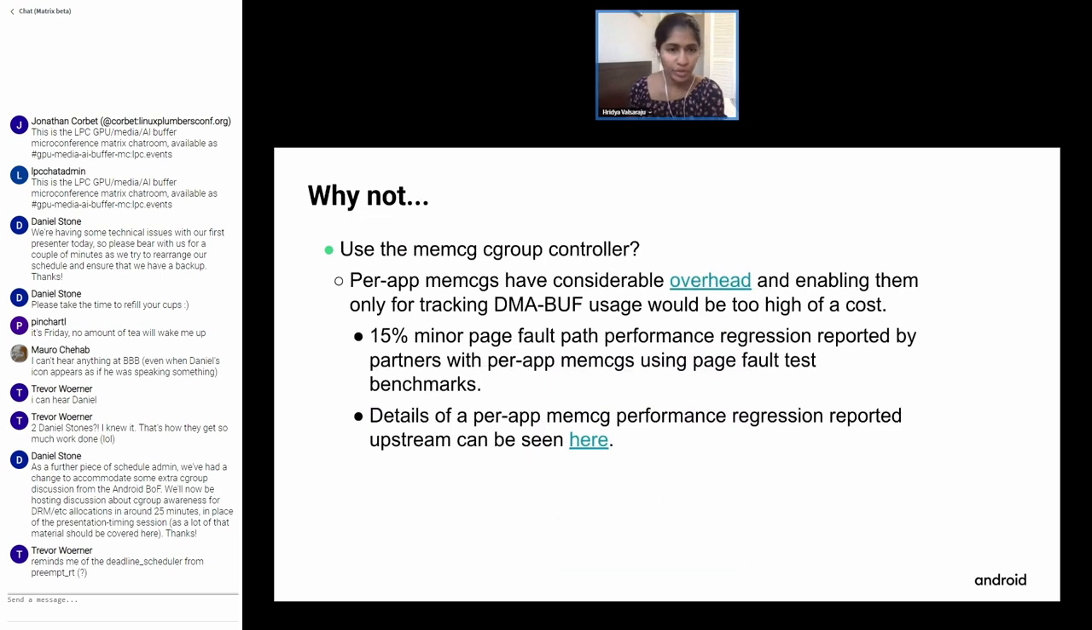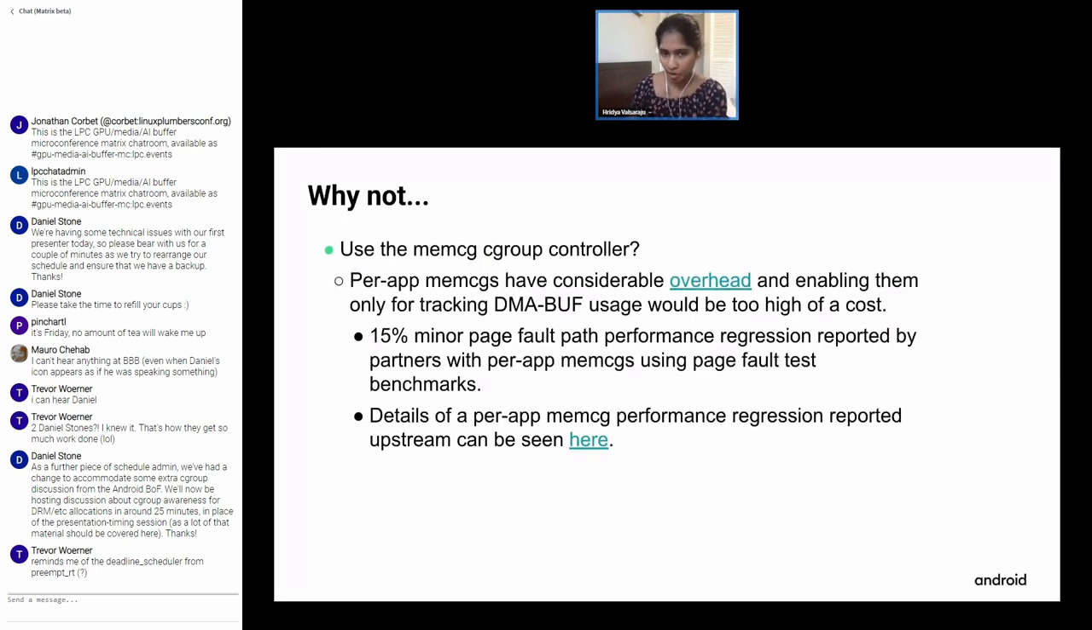So we explored a few different solutions, and in the next few slides, I can give you a quick overview of our analysis. The first solution we looked into was the MemCG controller. The problem we had with the memory C group controller was that Android uses a per app C group hierarchy. So when we evaluated enabling MemCG with the per app C group hierarchy that Android is currently using, there was a noticeable overhead on some use cases, which meant that not all Android partners were on board with enabling the memory controller C group with the per process C group hierarchy in Android.